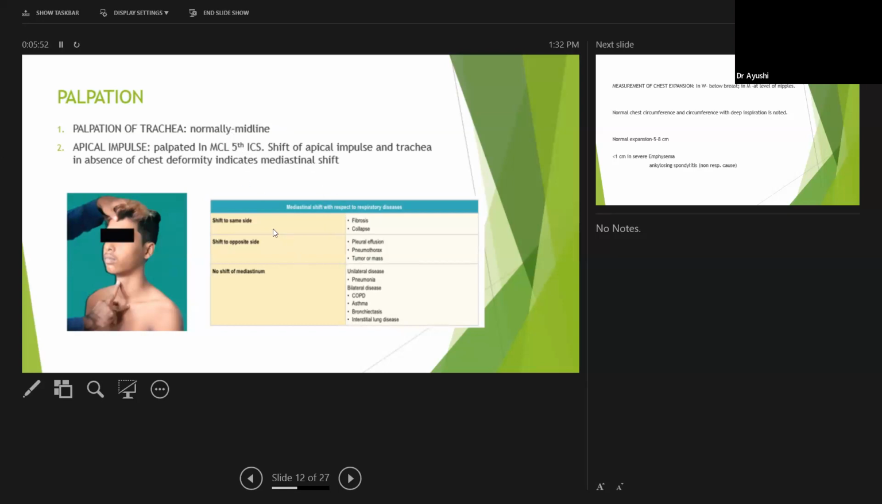If the mediastinal shift is to the same side, then it is due to fibrosis or collapse. And if it is to the opposite side, then it is due to pleural effusion, pneumothorax, or any tumor. And if there is no mediastinal shift, it is seen in pneumonia, COPD, asthma, etc.